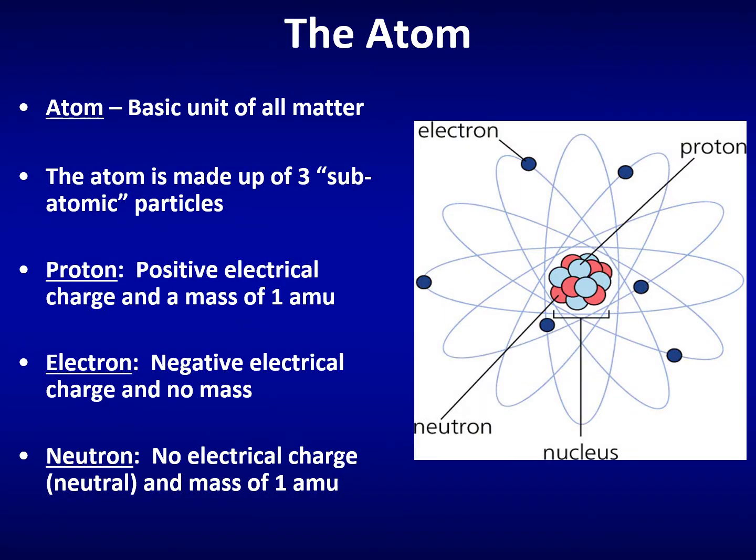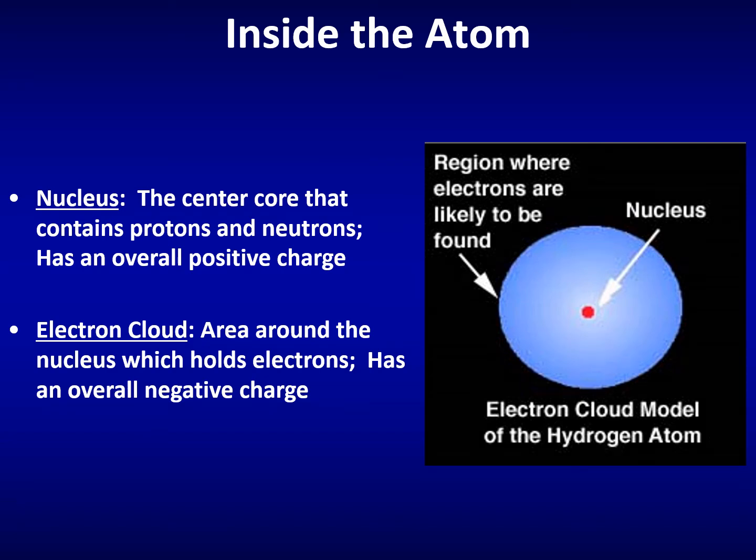The atom is the basic unit of all matter. It's made up of three particles: the proton, the neutron, and the electron. The proton and the neutron are in the nucleus; the proton is the positive one and the neutron is neutral. The electron has essentially no mass, and it orbits the nucleus in the electron cloud. Here's a look at the nucleus and the electron cloud, the nucleus being the central core where the neutrons and protons reside. It has an overall positive charge, and the electron cloud has an overall negative charge.